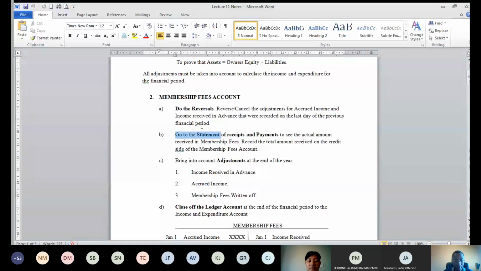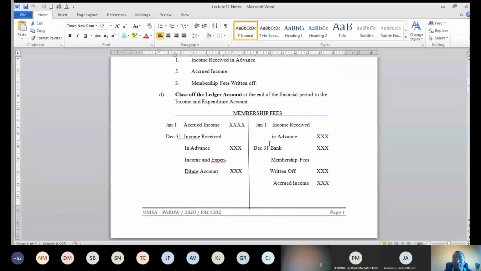In step number 2 now, guys, you go to your list of accounts, or sometimes in a question, they will give you something that is called a statement of receipts and payments. In your statement of receipts and payments, they will now tell you the amount of membership fees that were received for the year. To record that in your membership fee account, you credit the membership fee account and you debit the bank account. Remember, you are receiving money, so you debit the bank account and your membership fee account will have a credit entry, bank.